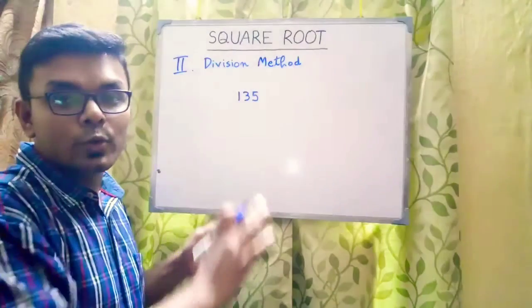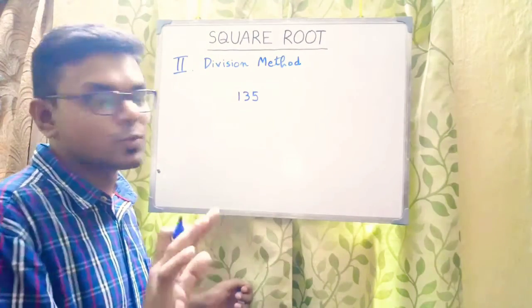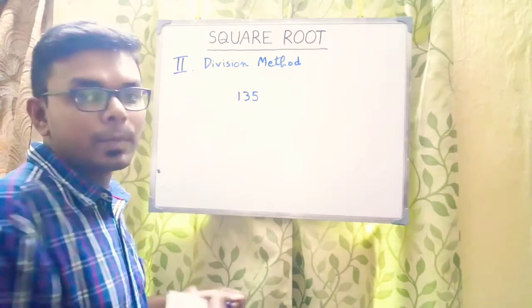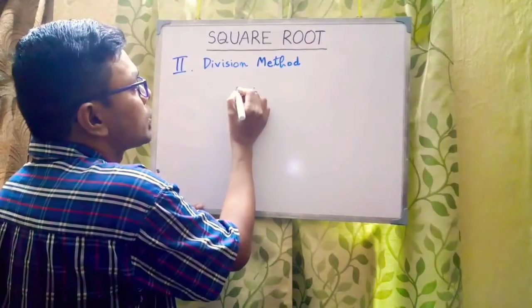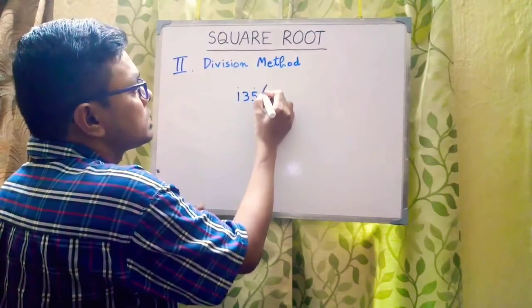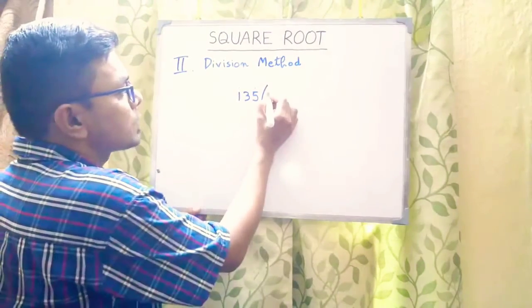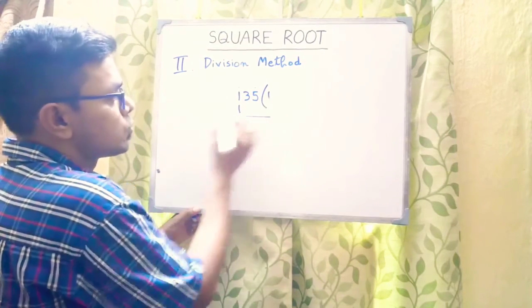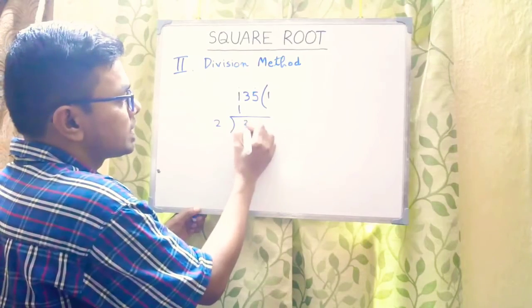So I will not show you the full process, because that would be an eternal process, but I will just show you how to proceed with this kind of numbers up to certain steps. So we put a dot over here, we put a dot over here. Now the same rule applies, that is 1 square is 1, then 1 into 2 is 2, keeping a space over here. Now we bring here 35.